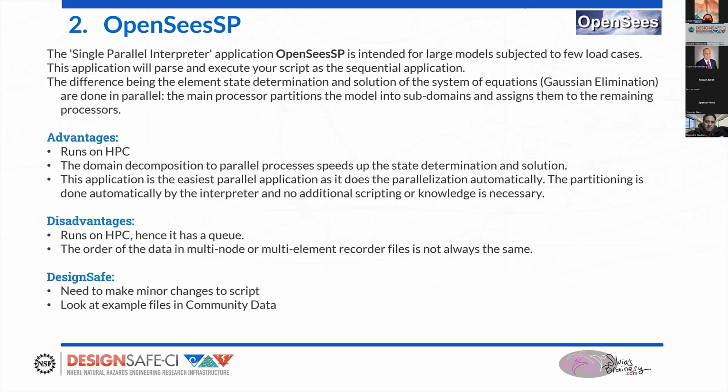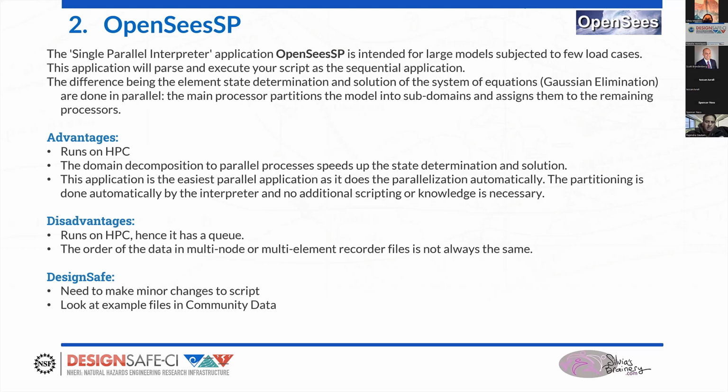You don't have any control over it, of course, which means one of the disadvantages is that the order of the data, if you have recorder files that are asking for many different nodes, they're not always in the same order. But if you look at the documentation, it tells you what to do to figure out what is in each file. And all you have to do is use the XML flag. So it's not that complicated. Of course, it runs on the HPC, which means it has a queue.